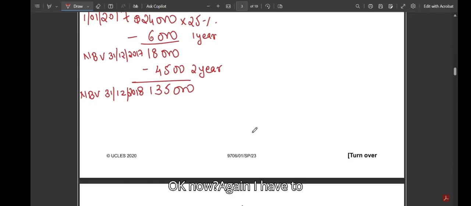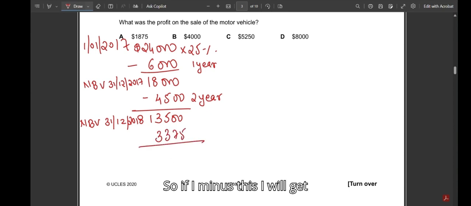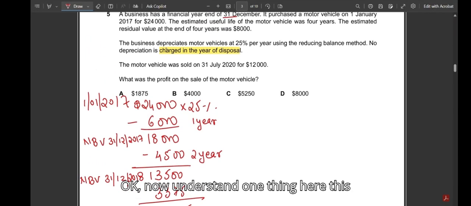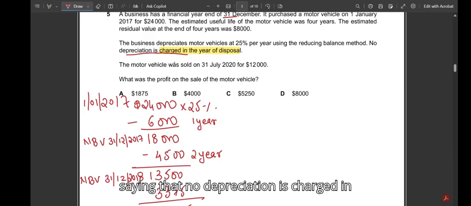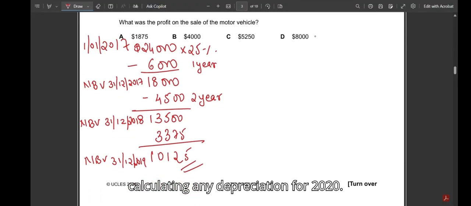Okay. Now, again, I have to calculate 25% of 13,500. So this will come to 3,375. If I minus this, I will get 10,125. This is the net book value for 31st December 2019. Okay, now understand one thing. This line, as I marked over here, is clearly saying that no depreciation is charged in the year of disposal. And which year are we selling? 2020. So hence, I'll not be calculating any depreciation for 2020.